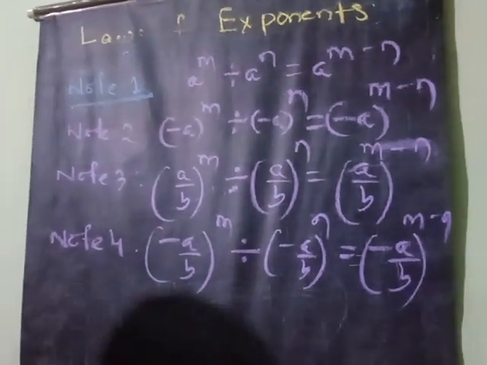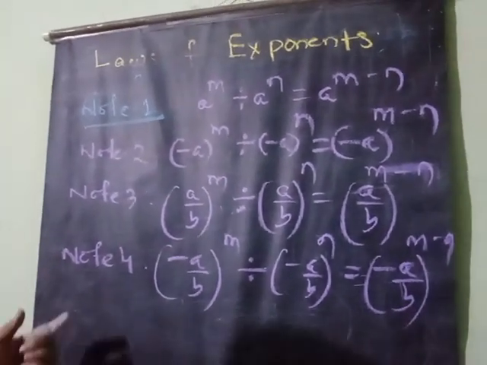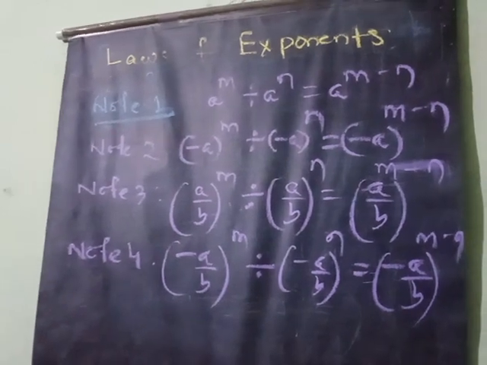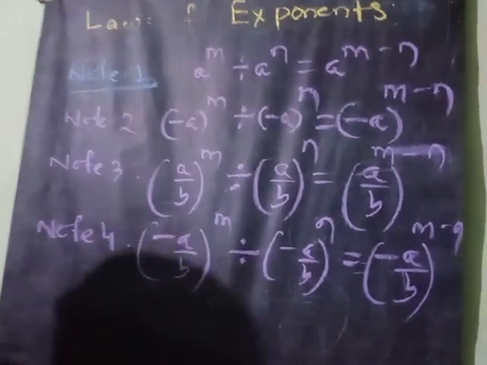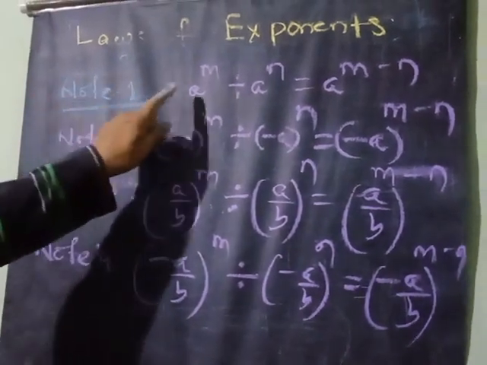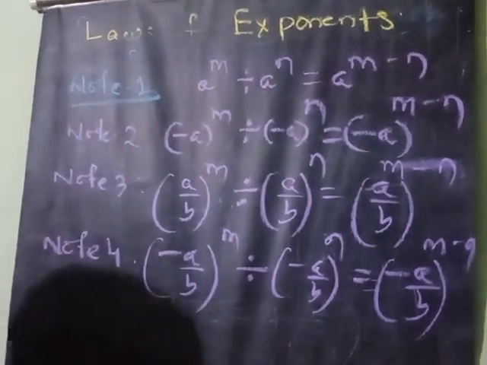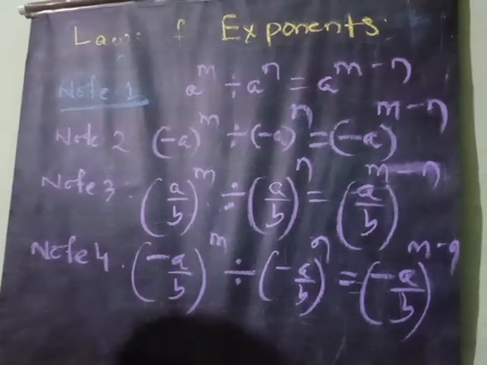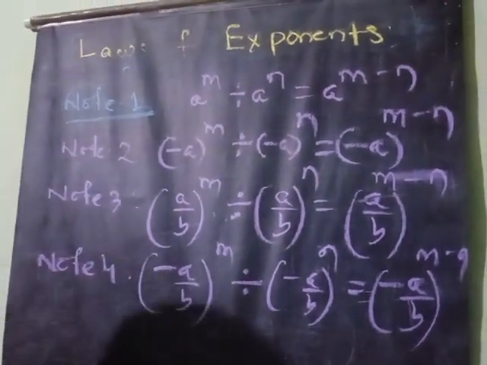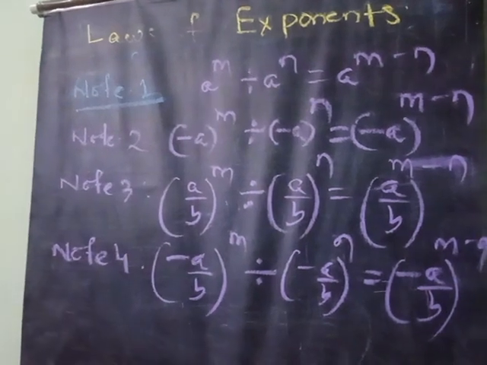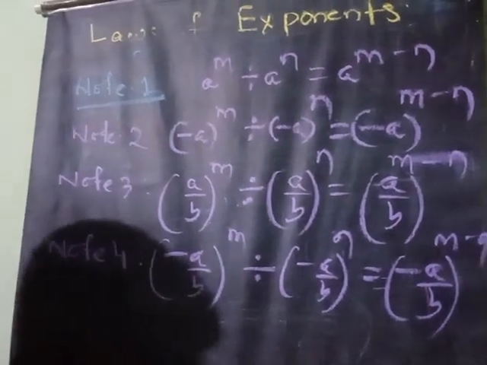Okay students, so today I discussed two laws of exponent. The first law of exponent is called the law of multiplication, and the second law of exponent is also known as the law of division. Using these two properties, you can simplify or evaluate exponents during your solving and evaluation.